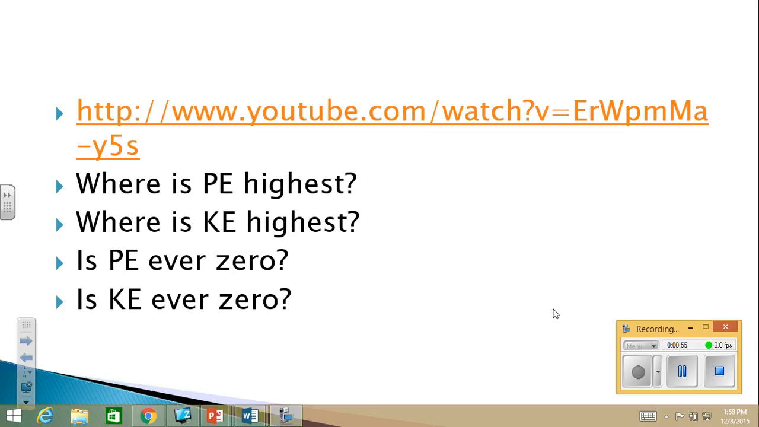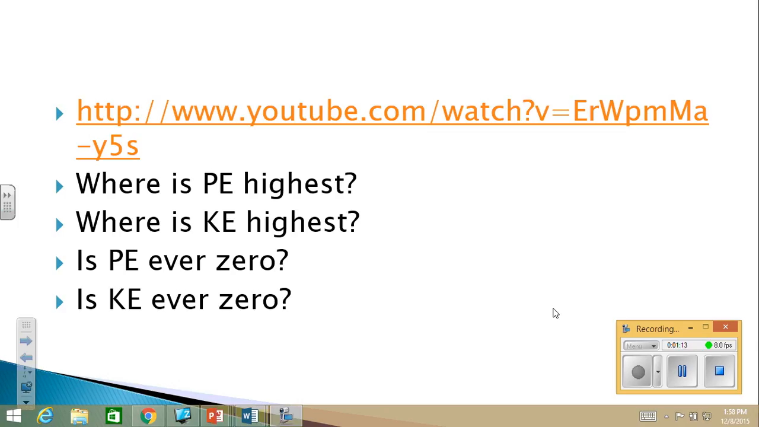Okay, so you should have just watched the video of the Chinese wooden roller coaster. And so let's discuss these things. Where is the potential energy the highest? Of course, the potential energy is the highest whenever the train is at its highest point, which has to be at the top of the first hill.